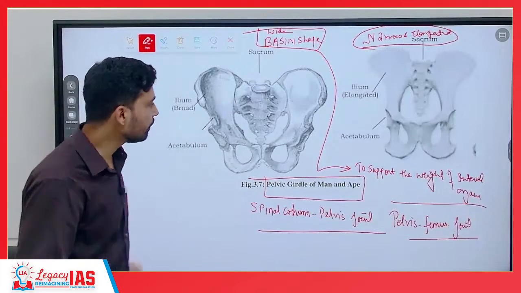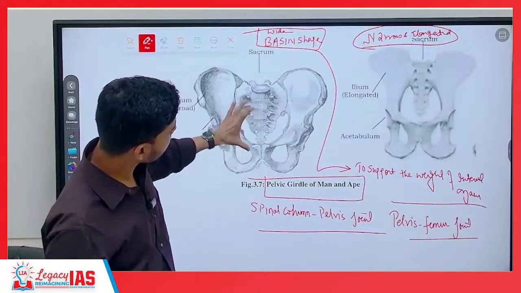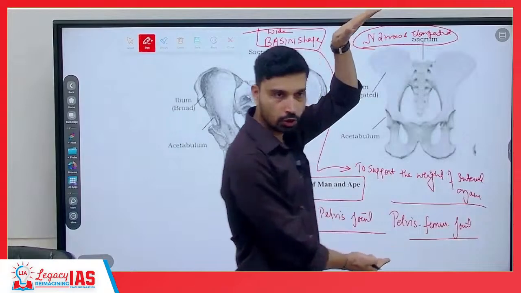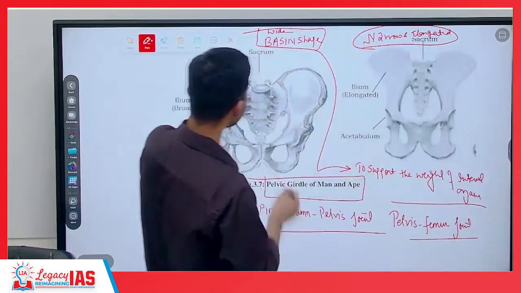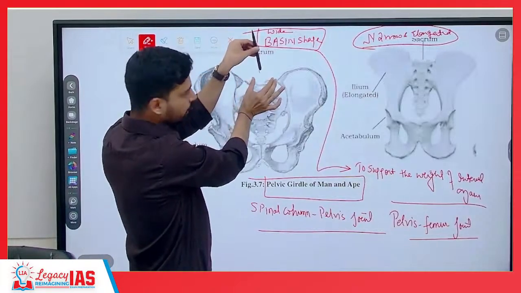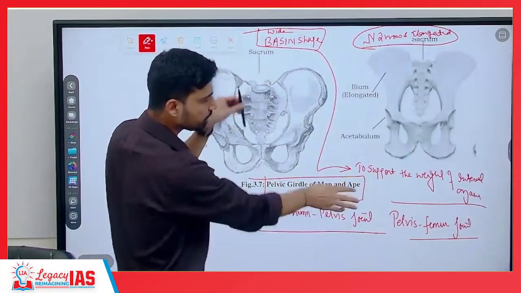Obviously that will happen because, as we can see, the man's pelvis is more compressed. In the ape, the pelvis is more long and elongated. So the spinal column is coming from where? From the top, and it is joining what? The pelvis. And below the pelvis, what do we have? What is the femur?